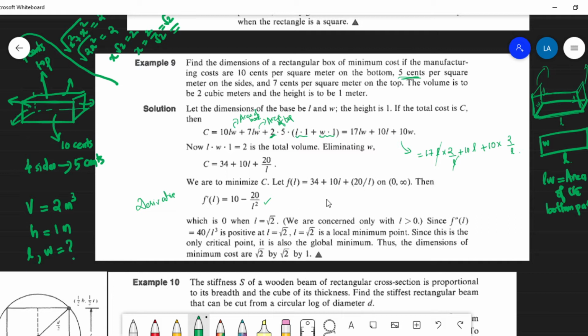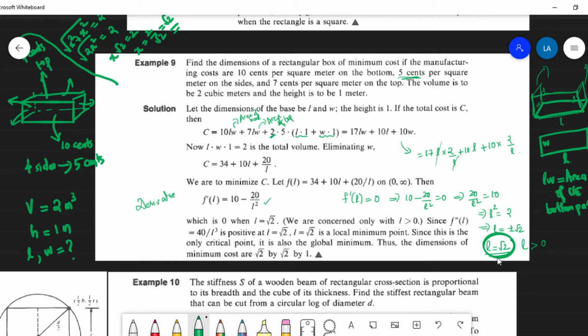And then you have to find the critical points. This is the method how we find the local minimum and local maximum. So when f dash of L is equal to 0, that will imply 10 minus 20 by L square is equal to 0. So you get 20 by L square is equal to 10. So that will imply L square is equal to 2, so L is equal to plus or minus root 2. But we will only take L is equal to root 2 because L is always a positive quantity. So negative root 2 is not taken into account. So you have L is equal to root 2.